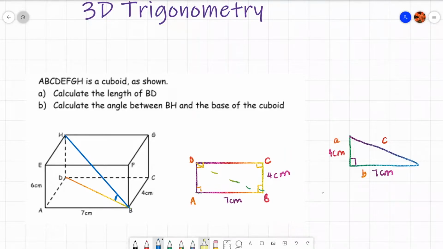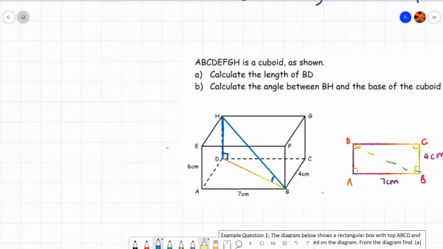An important thing to know is that this becomes a right angle triangle. So again, if I draw my triangle here, I've got my right angle triangle. I've got my right angle there. I know this height is 6 centimeters, so all these are going to be 6 centimeters, aren't they? So I've got that as 6 centimeters.